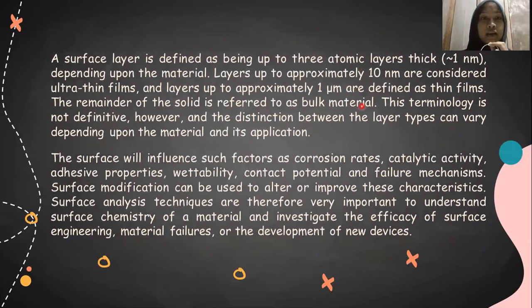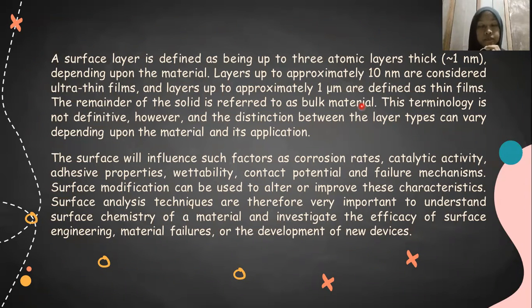A surface layer is defined as being up to 3 atomic layers thick, around 1 nanometer, depending upon the material. Layers up to approximately 10 nanometers are considered ultra-thin films, and layers up to approximately 1 micrometer are defined as thin films. The remainder of the solid is referred to as bulk material.